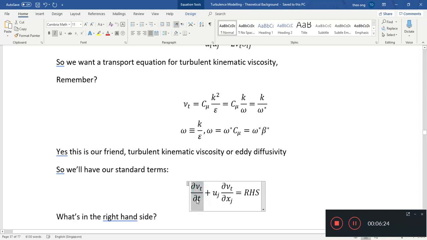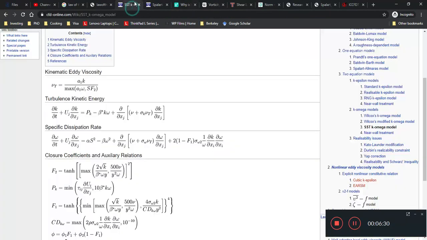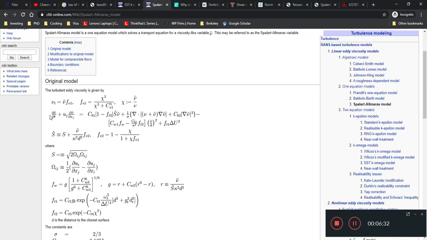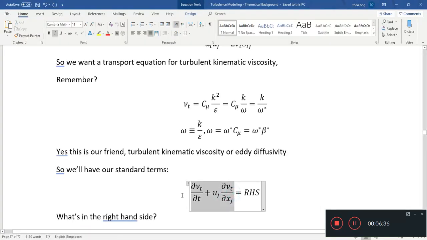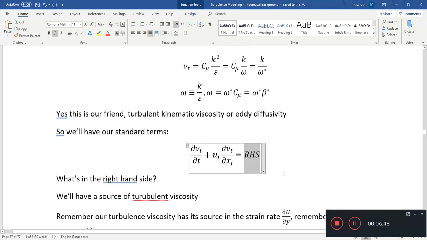This is the time dependent term, and this is the convection term, or advection, however you want to call it. If you look at CFD Online, you'll see it on the left hand side as well. Nothing too new here, because like any other property, it's time dependent, and the fluid will carry it along everywhere. So what's on the right hand side? That's the more interesting part.